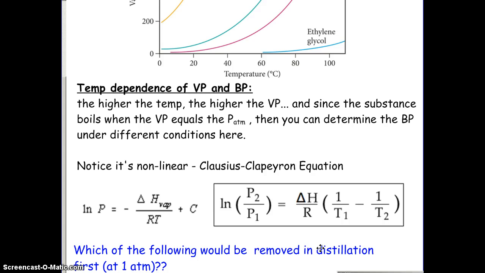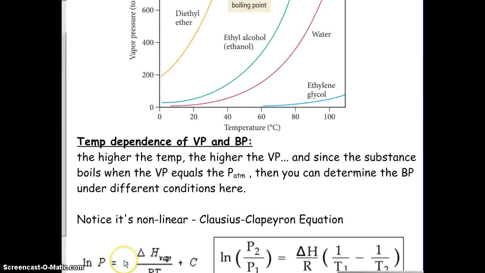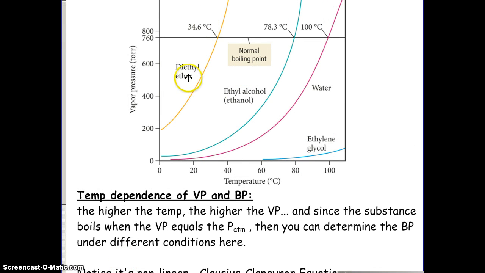So the blue question right here, which of the following would be removed in distillation first? Who's going to be distilled first? Who's going to be removed first? When you look at the temperatures, you see diethyl ether is about at 35 degrees C. It should be removed first, leaving you with the ethanol and the water for later. So you can catch these different vapors after you've met its boiling point and separate a liquid mixture in this manner.